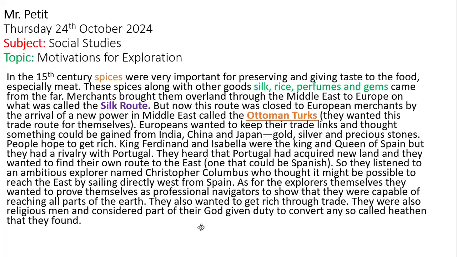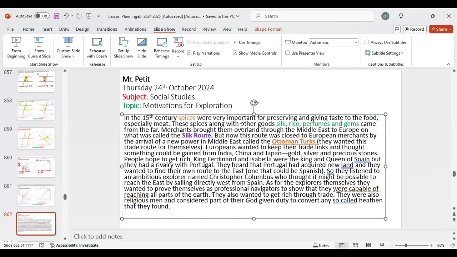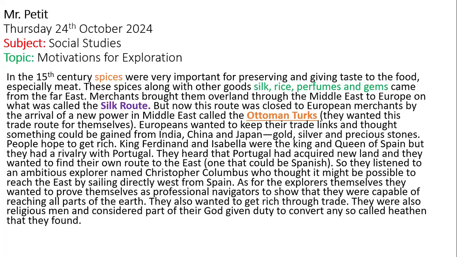What were their motivations for exploration? They heard that Portugal had acquired new land. Okay. And wait, I suppose say that these spices and gems came from the Far East. Please include this: came from the Far East. That's very important. All right. Anyone else? What were their motivations? They wanted to get rich. Yes. Anyone else? What were their motivations for exploration?